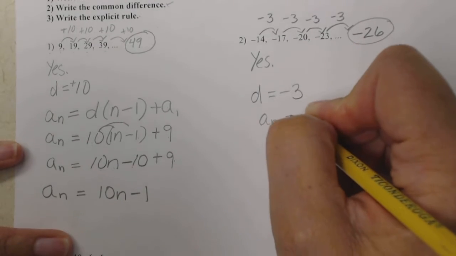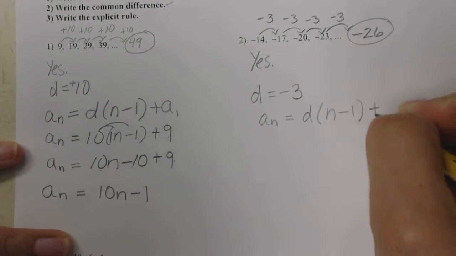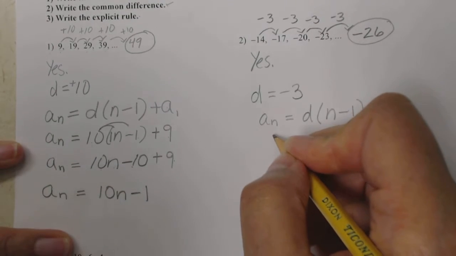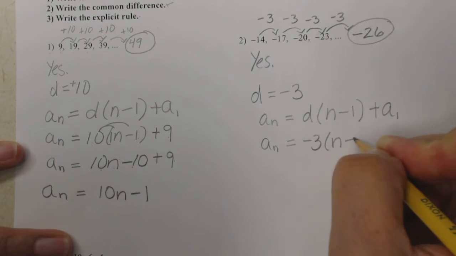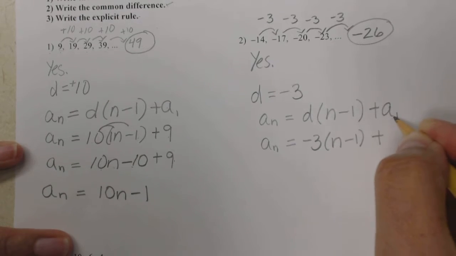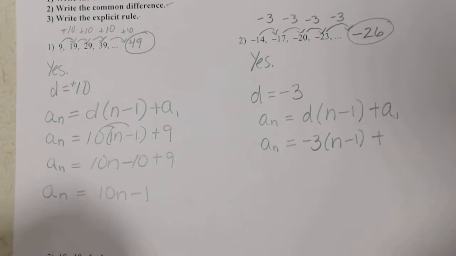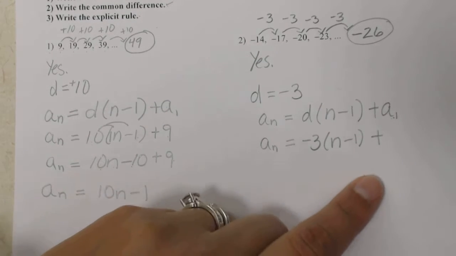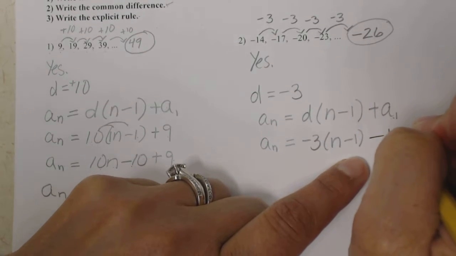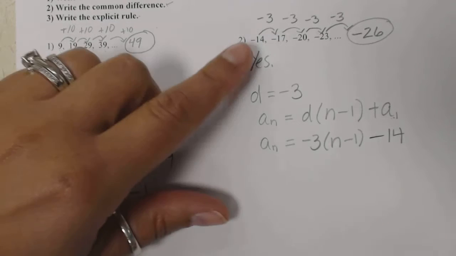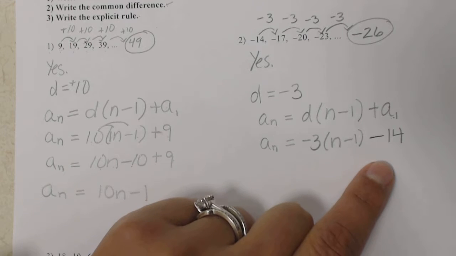And so let's write our rule. A sub n equals D, n minus 1 plus A sub 1. So this is A sub n equals, our common difference is negative 3, n minus 1. And our first term, because that's A sub 1, up here was minus 14. So this is what I'm going to do. Instead of putting plus a negative 14, I am just going to change this to minus 14. And that's going to help us to simplify.